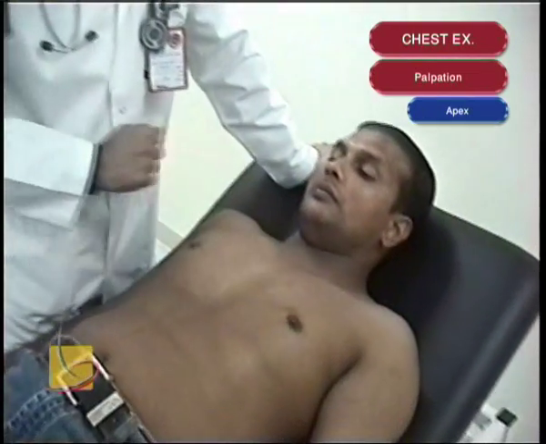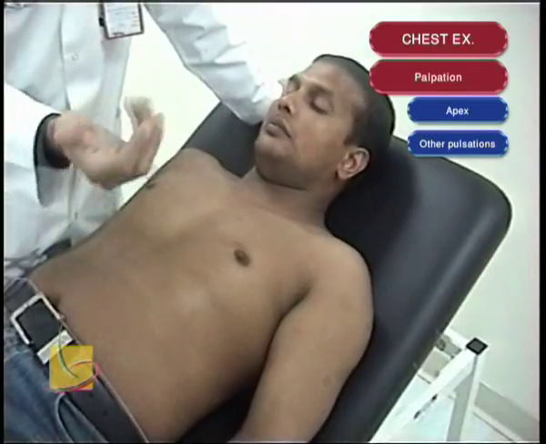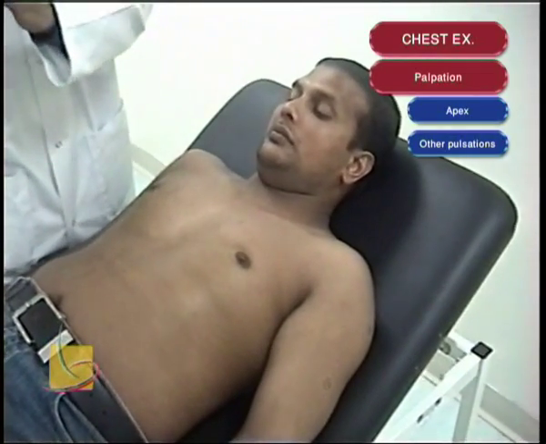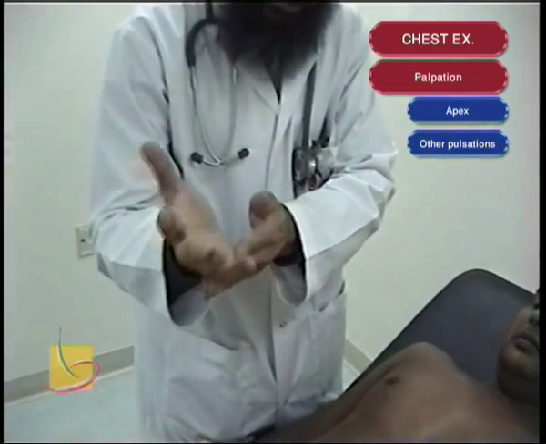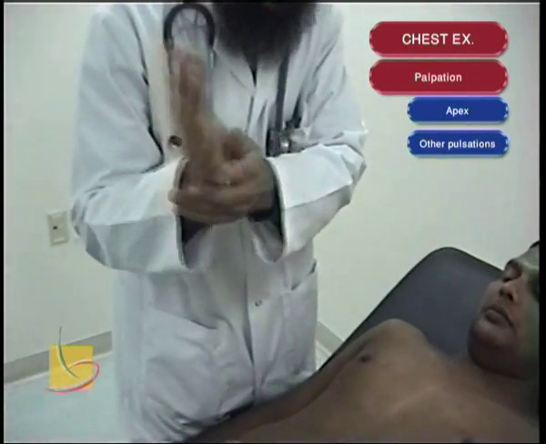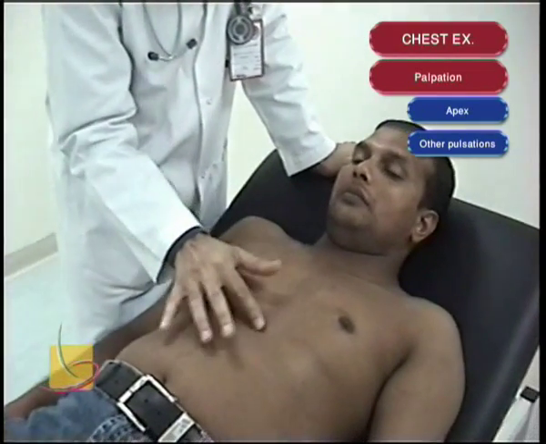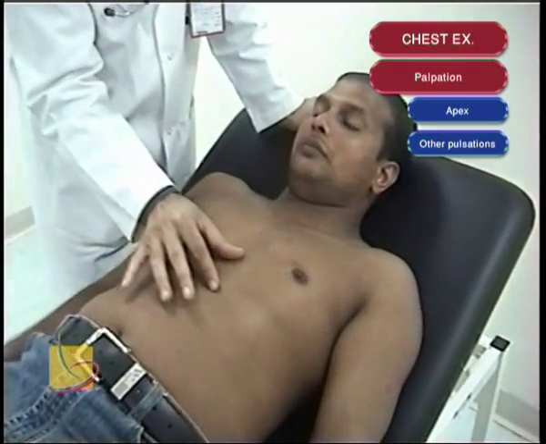And then palpate for other pulsations. As I said, the parasternal pulsation, now it is the time to feel. Either you use the ulnar group of muscle, or use the medial aspect here of the hand, either way. But remember that we palpate for the parasternal pulsation in the lower third of the sternum.